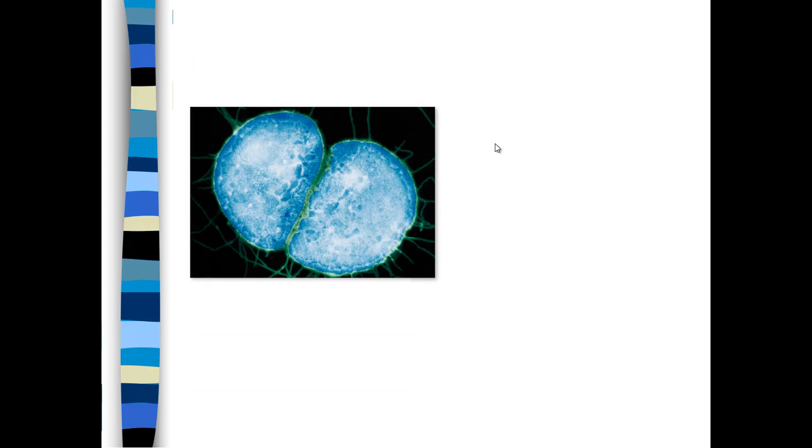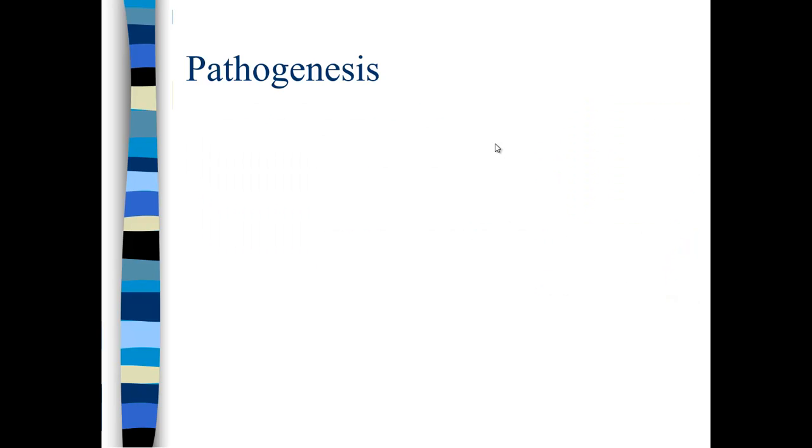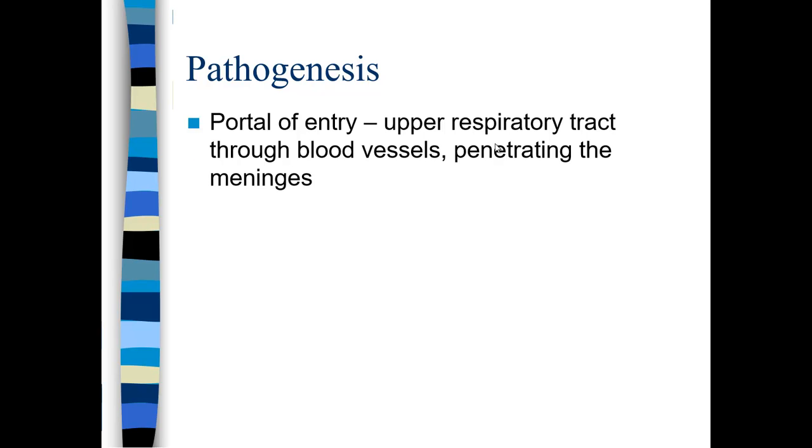Okay. And here's a diplococcus of Neisseria meningitidis. You can see that it's got fimbriae; these are not conjugation pili. They're fimbriae that are emanating from the cells themselves. Okay. And usually your initial infection site is somewhere in your mouth or your nasal cavity, and then that will spread through your nasal cavity into your meninges, and this will create meningitis. In terms of pathogenesis, it can go through the upper respiratory tract, nose and mouth, through blood vessels, and then penetrate the meninges, so it doesn't require some type of wounding.